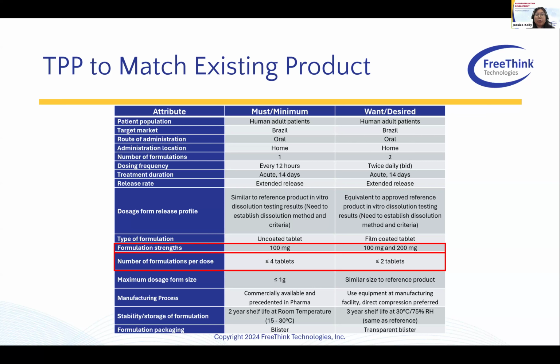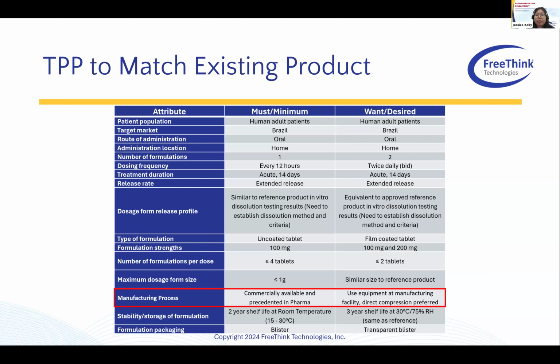The team also prefers to develop a low and high dosage form so that they could decrease the number of tablets per dose, as in they would like to dose two 200 milligram tablets instead of four 100 milligram tablets, or have the option to do so. So this desire is listed in the formulation strengths attribute.